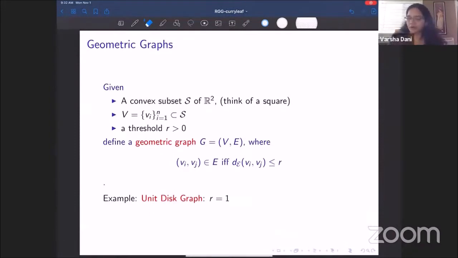You're given some convex subset of R squared, so think of a square, and you're given some points in it. You're also given a threshold R, and we define a geometric graph to be one whose vertices are the points we just picked, and there's an edge between vertex Vi and vertex Vj if the Euclidean distance between them is less than or equal to R. You may have heard of something called a unit disk graph. This is exactly the same thing when R equals 1.